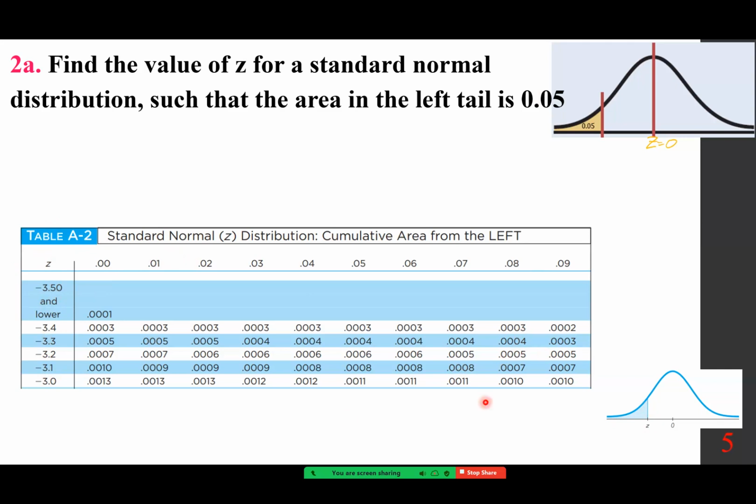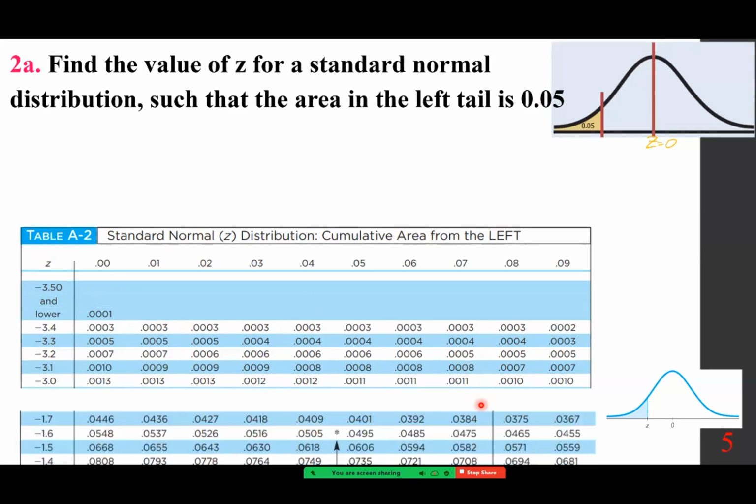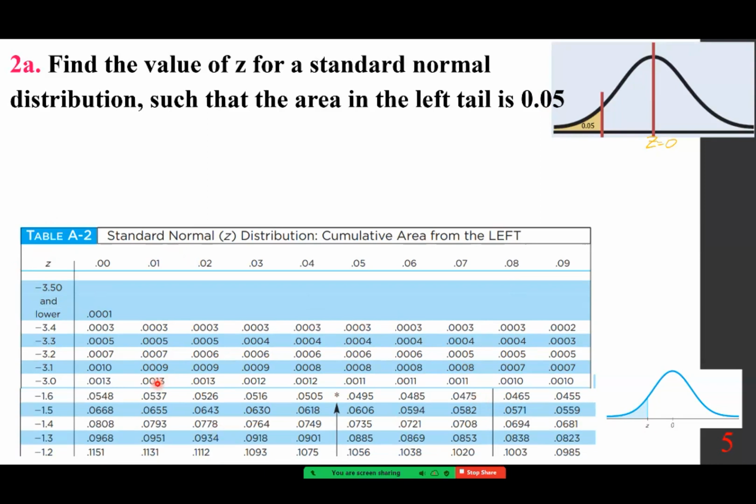Since we want the area, we look at the body here. So if we continue, we are looking for the number 0.05 in the body of the table, not on the side. These are the Z-scores. So take a look at what happens. 0.05 doesn't exist. So we find two numbers such that 0.05 is in between. So over here, we have negative 1.6. Over here, we have the two numbers. So this corresponds to negative 1.64.